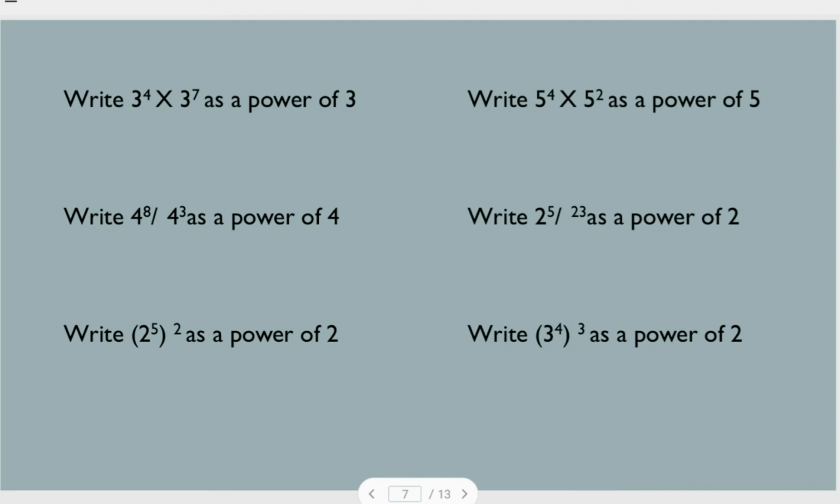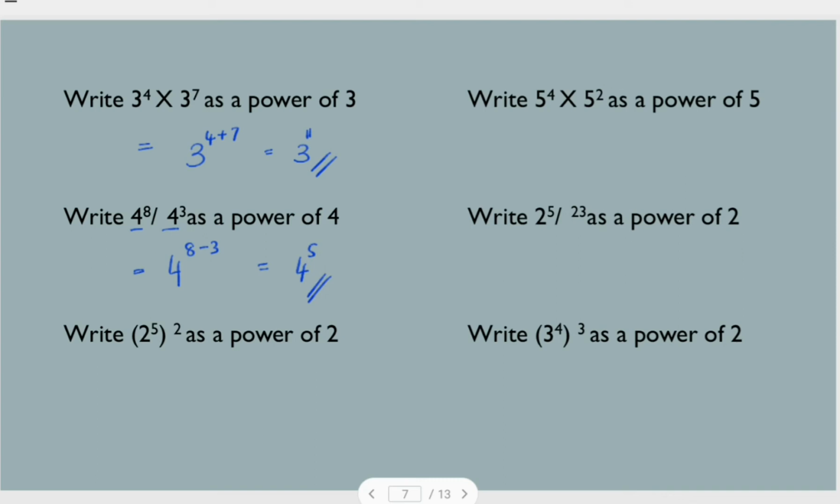Alright, I hope that you have completed the sums. So let's discuss. Here the base is same, so I can add the values together. So 3 to the power 11 would be my answer. Second one, base is same. Since I have to divide, I'm going to subtract. So 4 to the power 5 would be my answer.